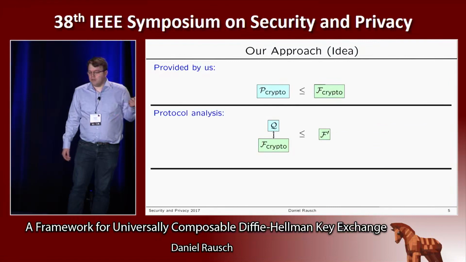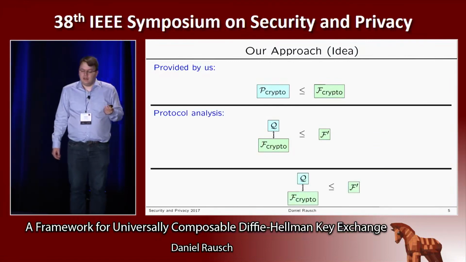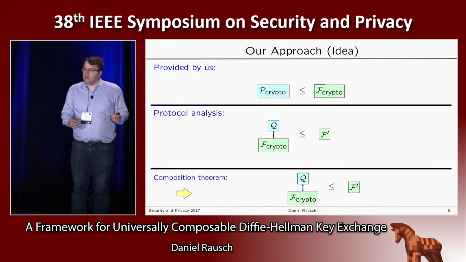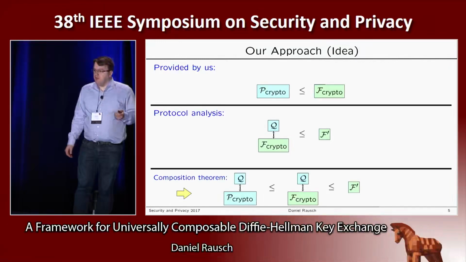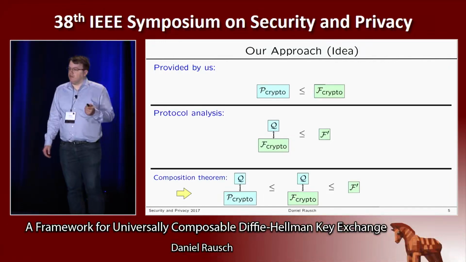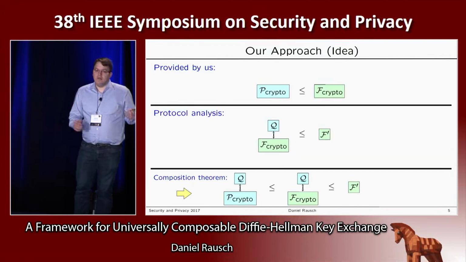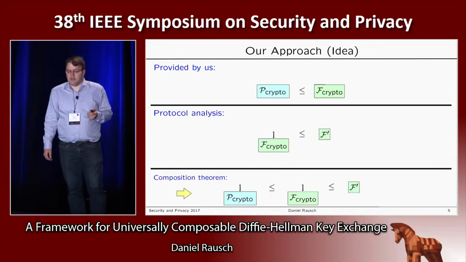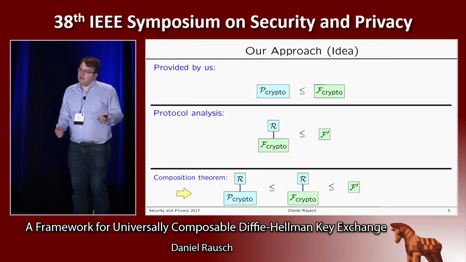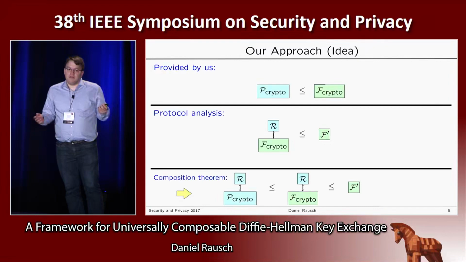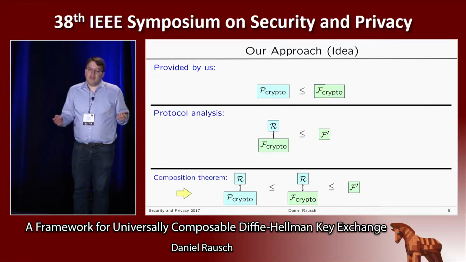Once we have done this, the third step is essentially for free. Namely, we can apply the composition theorem from the IITM model to combine both security results and conclude that even if we base Q on the actual implementations of the cryptographic primitives, the resulting protocol is still secure. Now, if we want to analyze a different protocol, say a protocol R, then we only have to redo the second step, which, as I said, doesn't contain any reductions, and the third step, again, is for free, while the first step doesn't change at all.